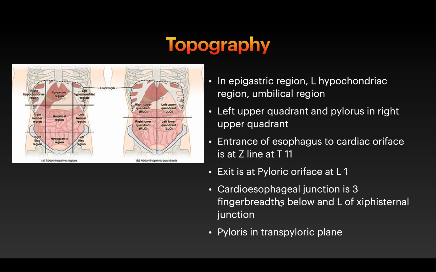So another important thing to know is that the cardio-esophageal junction is about 3 fingers breadths below and about left from the xiphisternal junction, while the pylorus is in the transpyloric plane. So this is actually the transpyloric plane. The cardioesophageal junction is an important landmark because that is where the orifice is, so the entrance and the official start of the stomach.